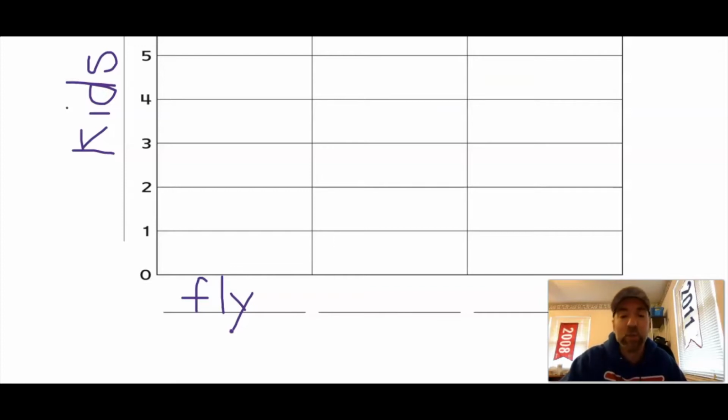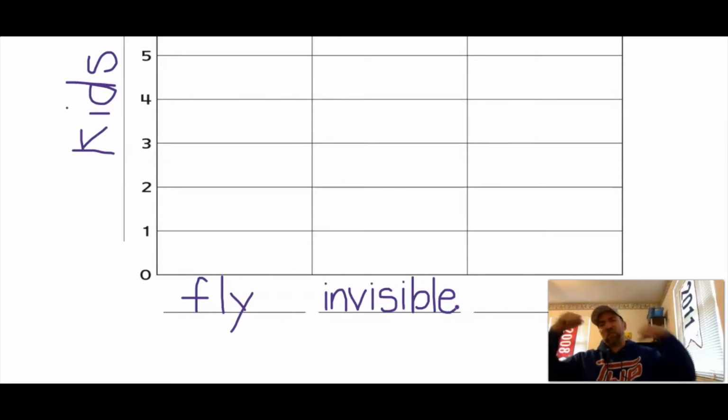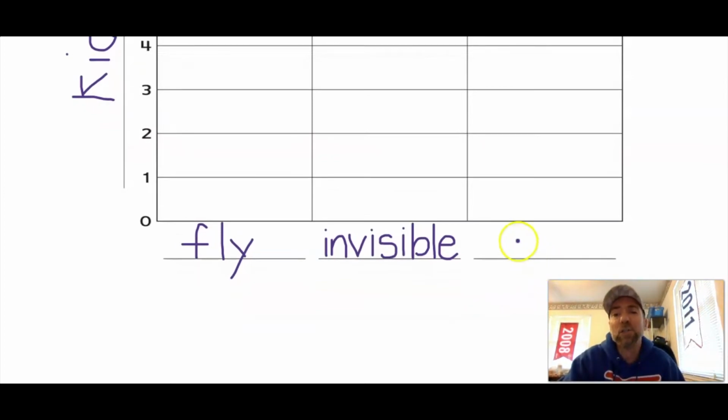Our second choice was to be invisible. So we're going to write the word invisible on the second line. Now, when we write the word invisible, we're going to have to write it a little bit small because it's one of those big words. Invisible. You can't be seen. And the final choice that we had was to have that strength. So we're going to just write the word strong. We want to be strong.